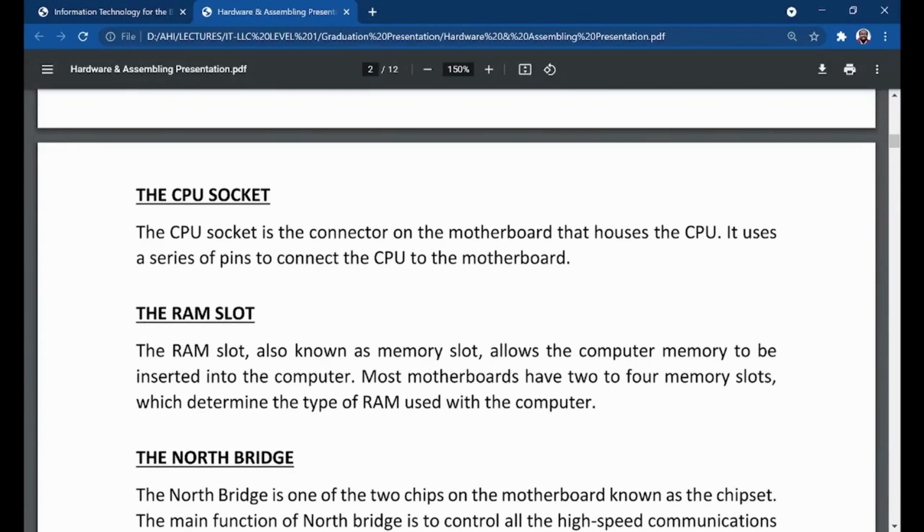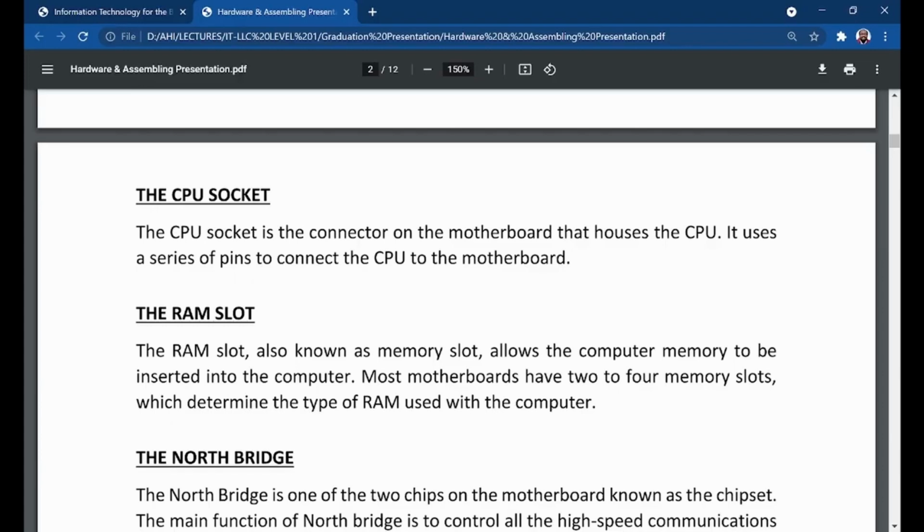The CPU socket is the connector on the motherboard that houses the CPU. It uses a series of pins to connect the CPU to the motherboard. Remember, everything needs to be connected to what? The motherboard. So the CPU socket is where the CPU itself, the most important component of a computer system, is connected onto the motherboard.